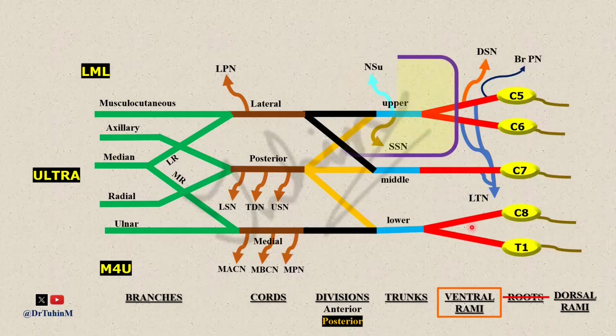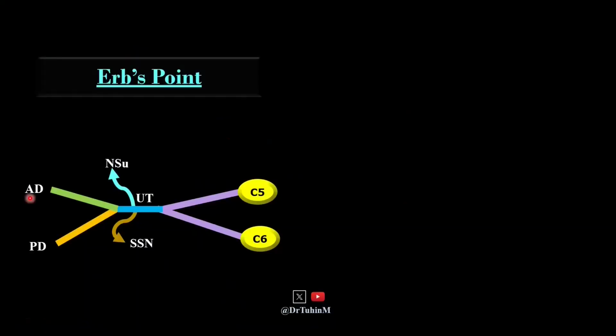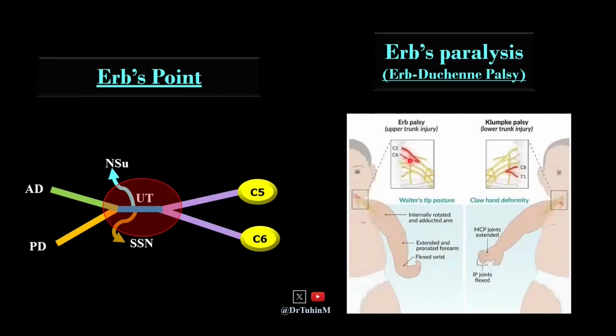Let's focus on this region of the upper trunk. Here you can see two nerves are converging, two nerves are diverging, and two nerves are emerging. This point is commonly known as the Erb's point. Injury to this point during childbirth or trauma in adults can result in Erb's palsy. A similar injury, when it involves the lower trunk of the brachial plexus, we call Klumpke's palsy.